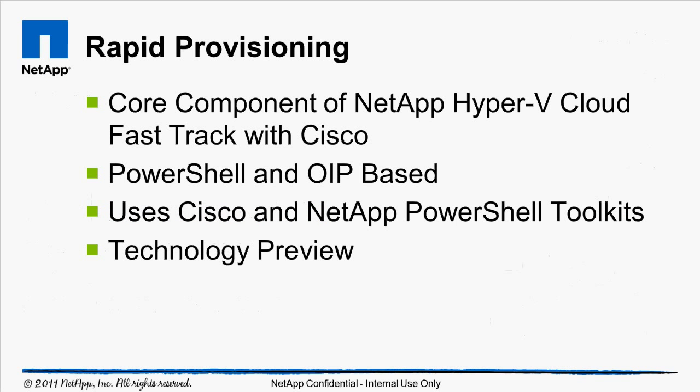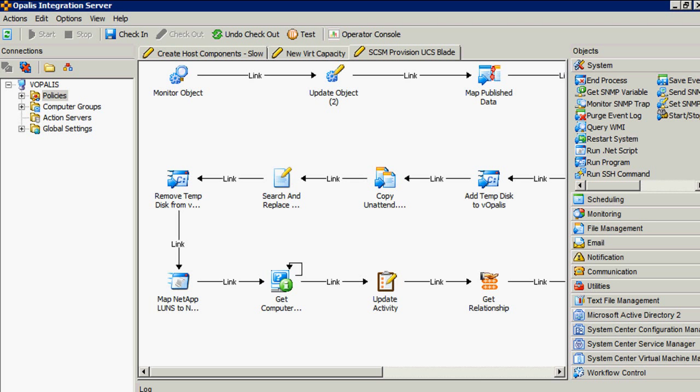Today we're going to be talking about rapid provisioning. This is a core component of the NetApp Hyper-V Cloud Fast Track with Cisco program. It's PowerShell and OIP based, and we're going to be using the Cisco and the NetApp PowerShell toolkits. This is a technology preview, and we'll be shipping these products a little bit later this year.